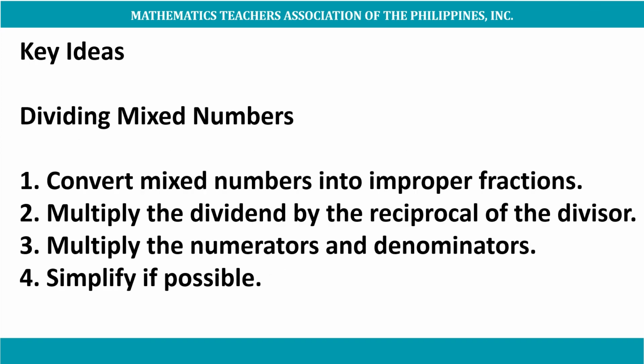And in dividing mixed numbers, first, convert mixed numbers into improper fractions. Then multiply the dividend by the reciprocal of the divisor. Multiply the numerators and the denominators. Then simplify if possible.